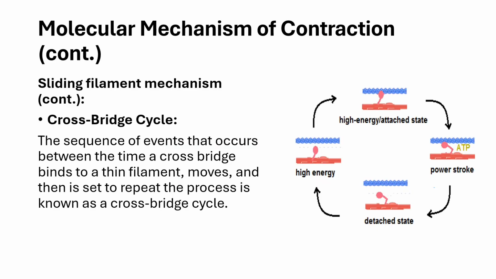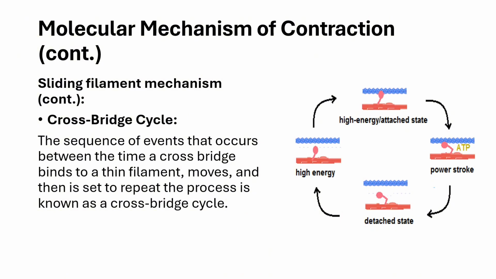Coming towards the cross-bridge cycle. The cross-bridge cycle refers to the series of steps that occurs between the binding of a myosin head to an actin filament and its detachment, and it being ready to repeat the process. So this cycle ensures the continuous sliding of filaments for our muscle contraction. The diagram illustrates the 4 key steps. Number 1 is the high energy attached stage. The myosin head in a high energy state binds to a site on the actin filament.